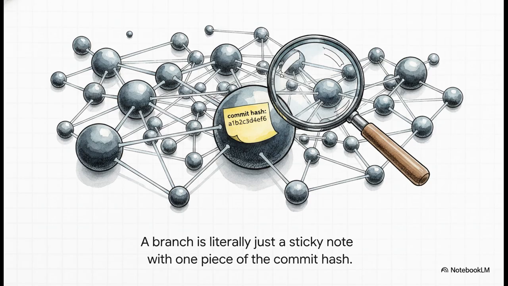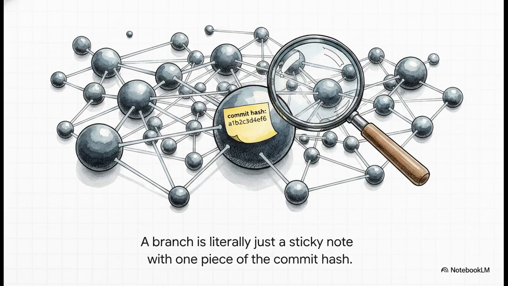Honestly, it's just a tiny text file containing one single piece of information, the unique hash of a commit. That's it. It's just a little label slapped onto a commit in your graph. When you create a new branch, it happens instantly, because Git isn't copying hundreds of files. It's literally just writing out a new sticky note. Even the main branch? Yeah, that's just a sticky note we've all kind of collectively agreed to treat as our primary timeline.